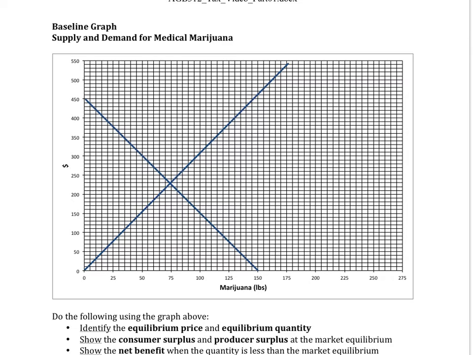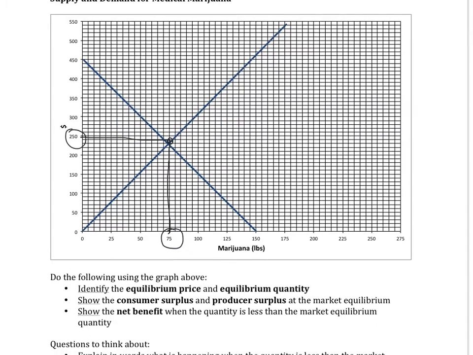So first of all, equilibrium price and quantity, the usual very straightforward thing. You're looking at the intercept between the supply and demand curve, dropping the line down, so the equilibrium quantity is 75 pounds. The equilibrium price is about 250. We won't worry about it being exact. I'm just reinforcing this idea graphically of what's going on. So we've identified the equilibrium price and quantity.